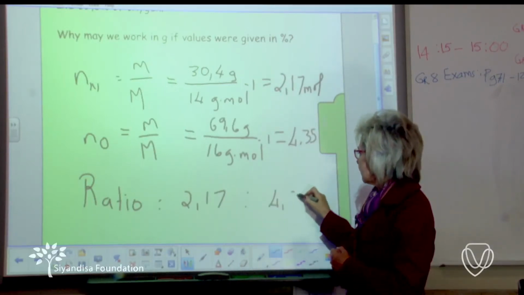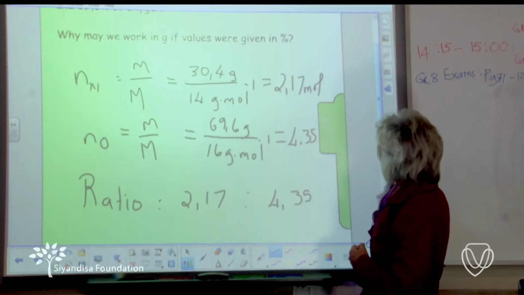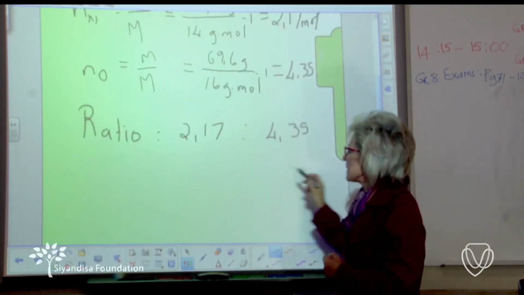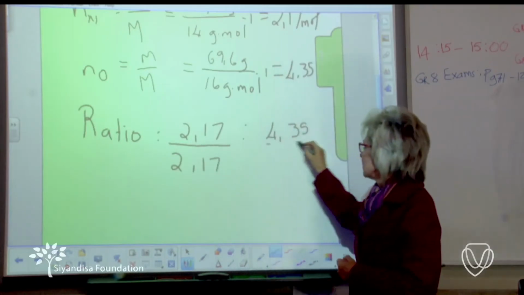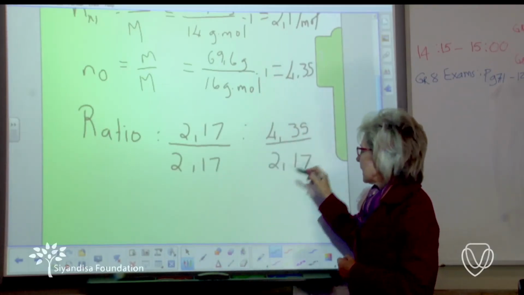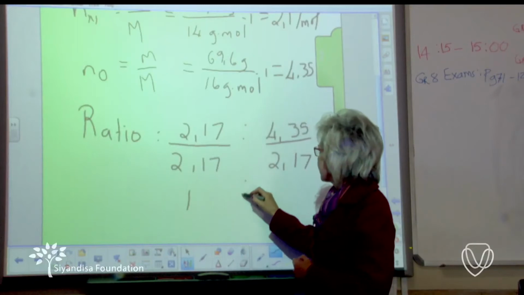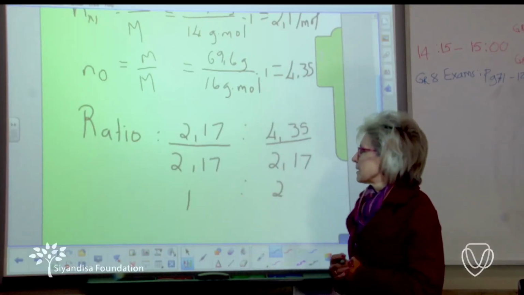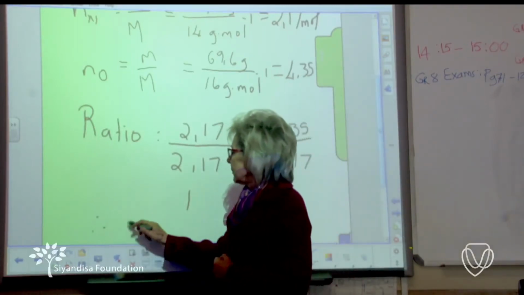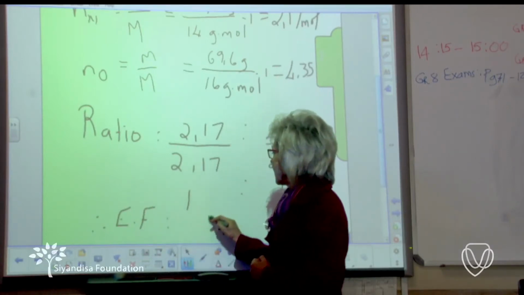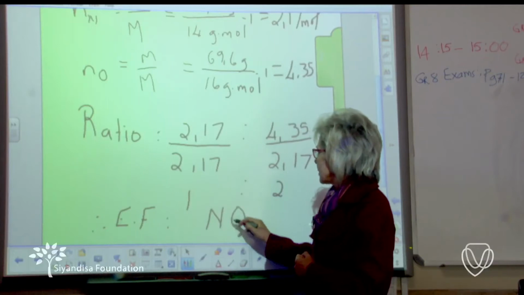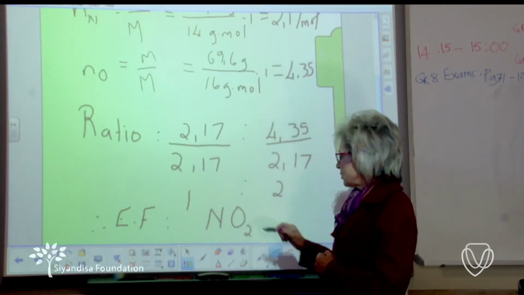So 4.35. And the way in which we get this to be whole numbers is to divide by the smaller one of the two. And that then gives us 1 to 2. Therefore, our empirical formula will then be nitrogen to oxygen 1 to 2.